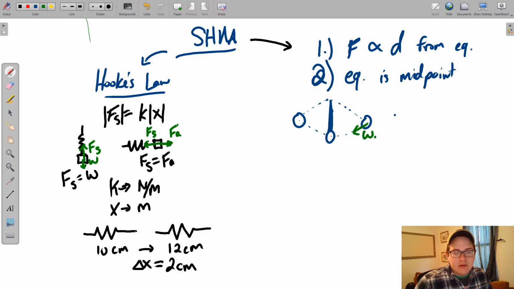That would be weight parallel, which is what's actually causing it to go back towards equilibrium. The further you pull it away, the higher the value of weight parallel gets, closer to the acceleration due to gravity. So when you look at a pendulum, acceleration is at its highest at the ends.